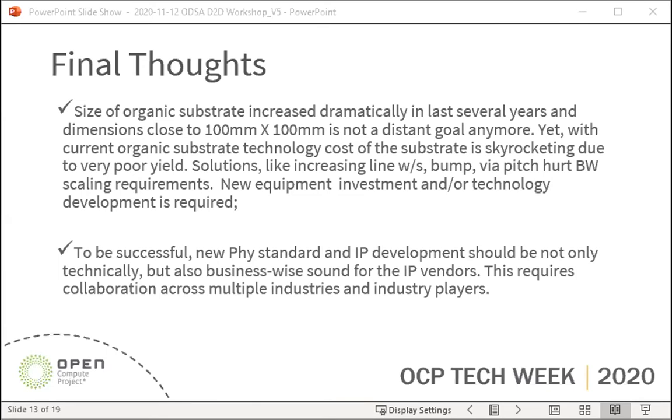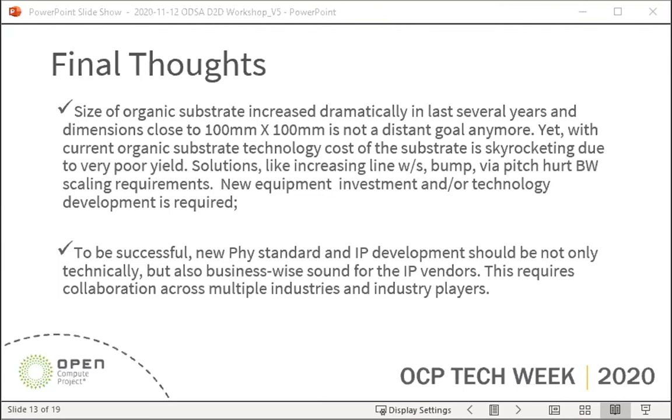Another important thing I would like to mention is that naturally for some interfaces, when the size of organic substrate grows, the distances which these interfaces need to drive on the package also increase. And it becomes also a significant challenge. If we start speaking about SerDes signaling, 200 Gbps signaling, insertion loss on organic substrate becomes a challenge because packages do grow significantly. That's another factor which people will need to take into account in their design.